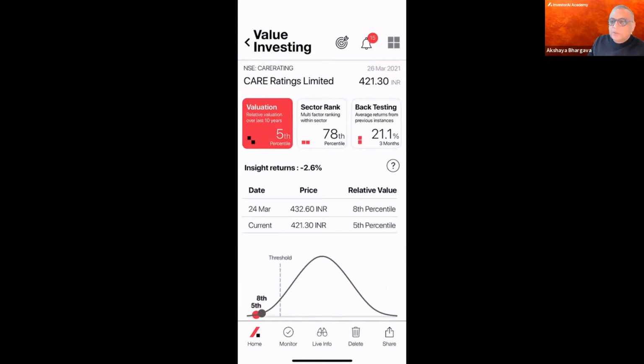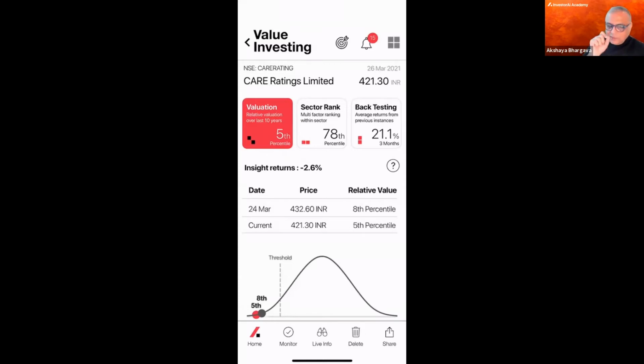So what happens is we look at the valuation of this stock relative to the market. So in comparative terms, is it expensive or is it not expensive? We calculate this relative valuation not just for Care Ratings, we calculate it for every single stock in the market. And based on that relative valuation, we give it a ranking. Okay, so the highest valuation relative to the market is at the 99th percentile. The lowest possible valuation relative to the market is at the 1st percentile. So lower the percentile, the lower the relative valuation.